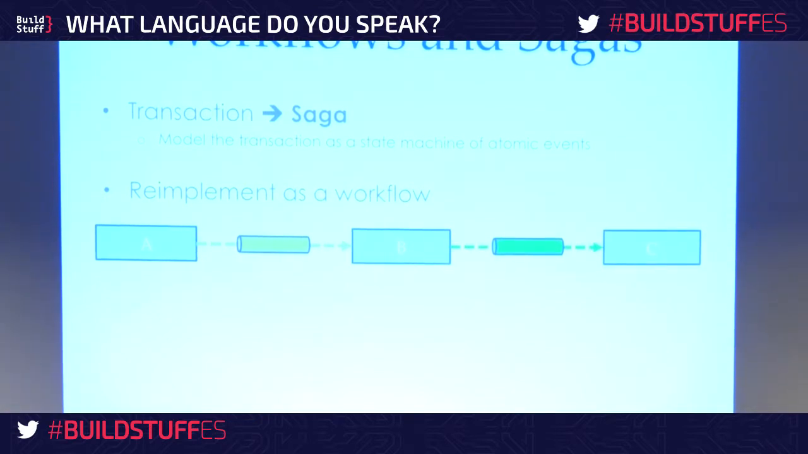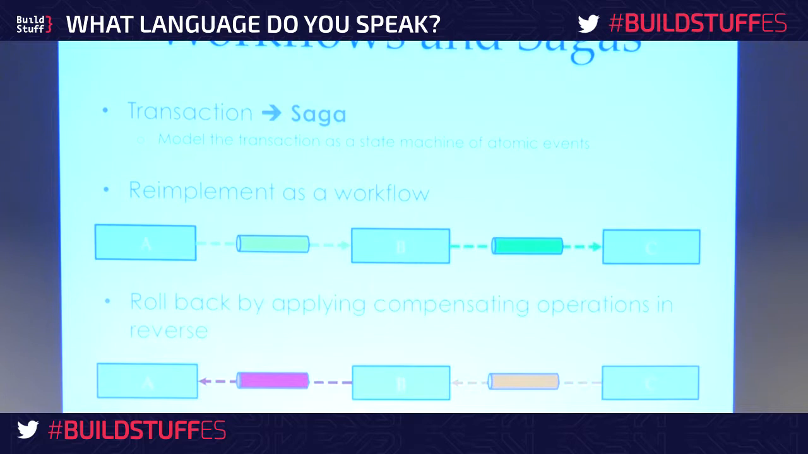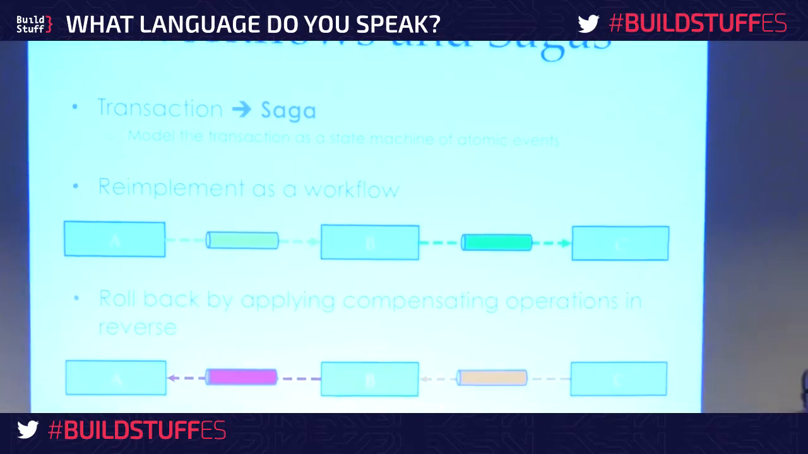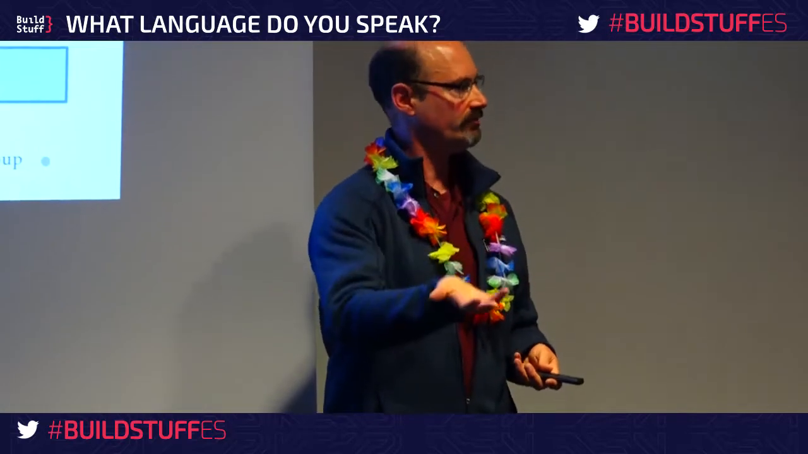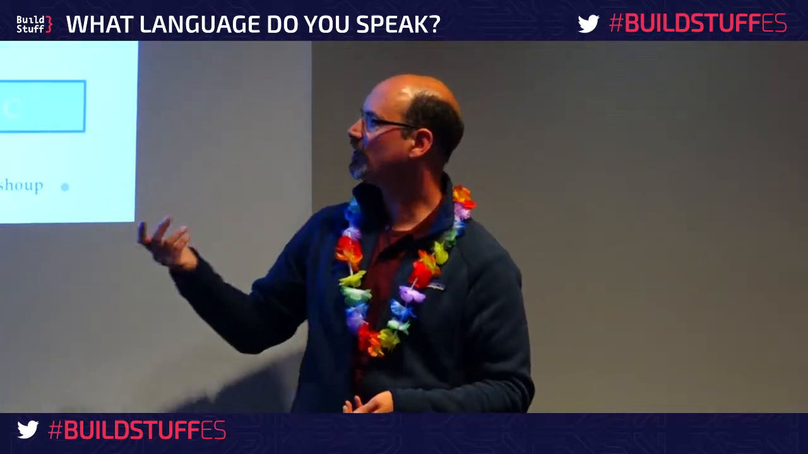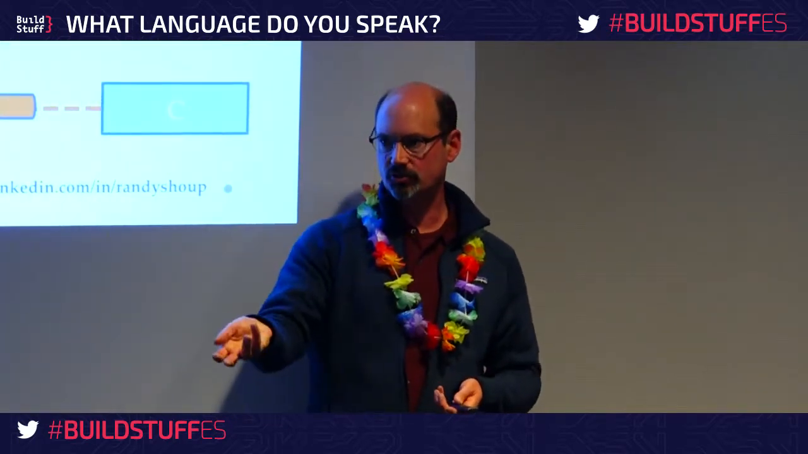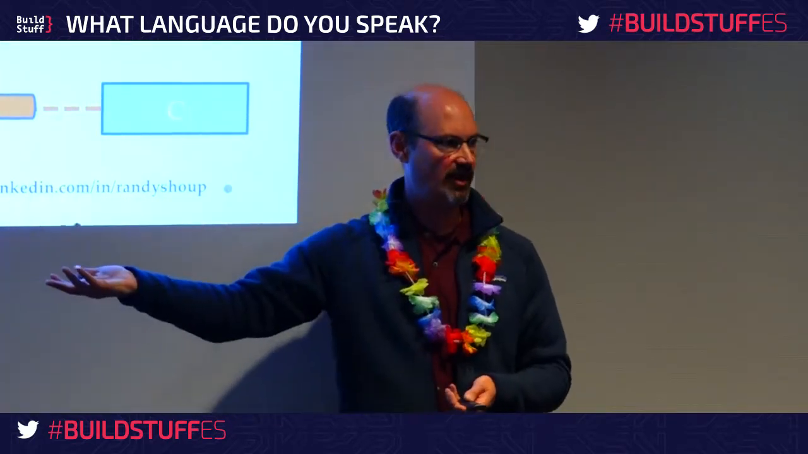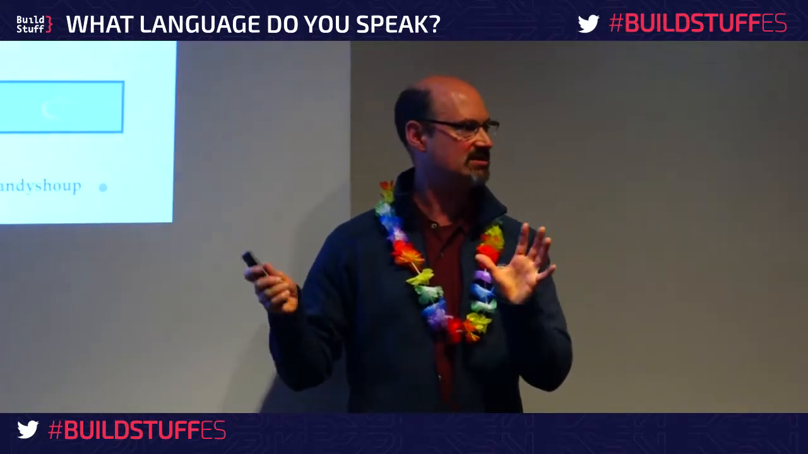Okay, so if there is a failure in that path, then we roll back by applying what are called compensating operations in the other direction. So if we need to undo this thing, we do an operation on C that says undo the work that we were trying to do, undo this workflow. That produces one or several events that cause B to undo its work, and then that causes A to undo its work. Does this conceptually make sense?